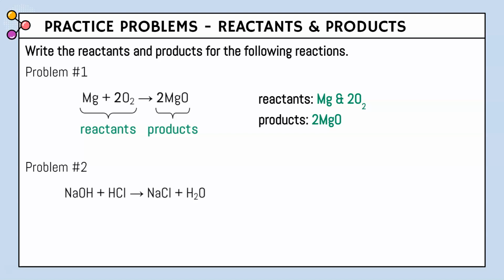We have NaOH plus HCl yields NaCl plus H2O. So go ahead and take a minute to solve this one. And when you're ready, you can go ahead and press play.